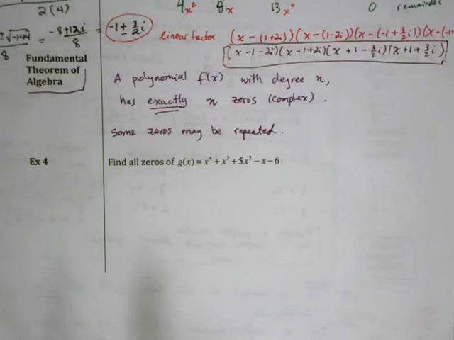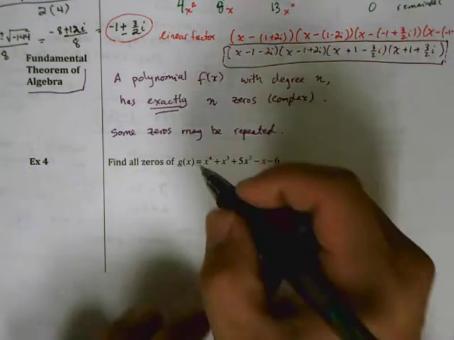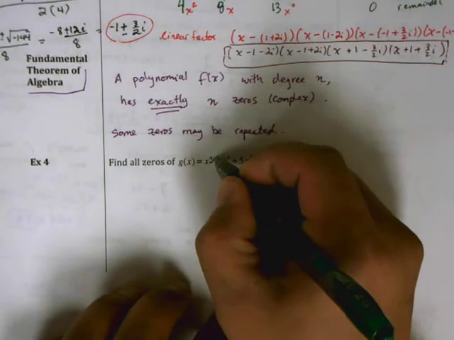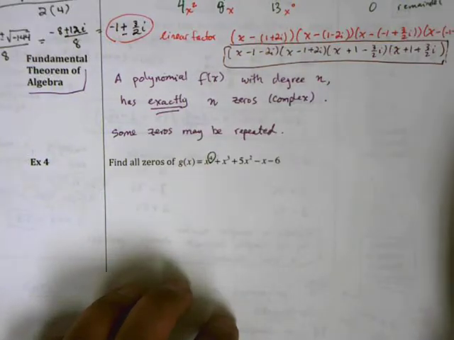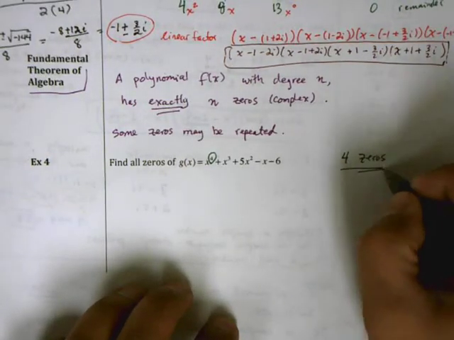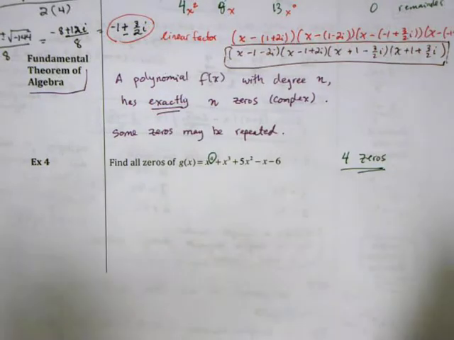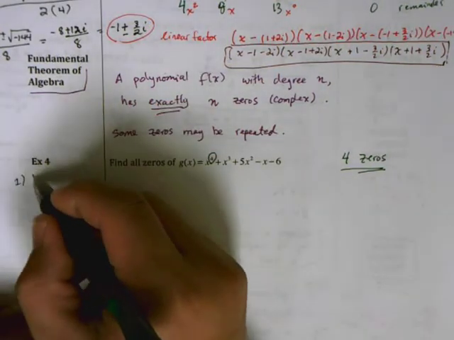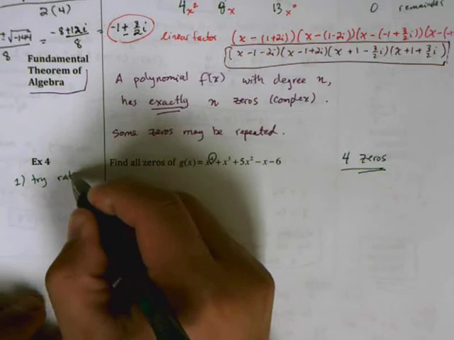So we're going to finish with one big example where we're asked to find all of the zeros of this function, g of x equals x to the 4th plus x to the 3rd plus 5x squared minus x minus 6. Using the fundamental theorem of algebra, we know the degree is 4, so we're looking for 4 zeros. Once we find them all, we'll have our solution. First thing we're going to do is try rational zeros.